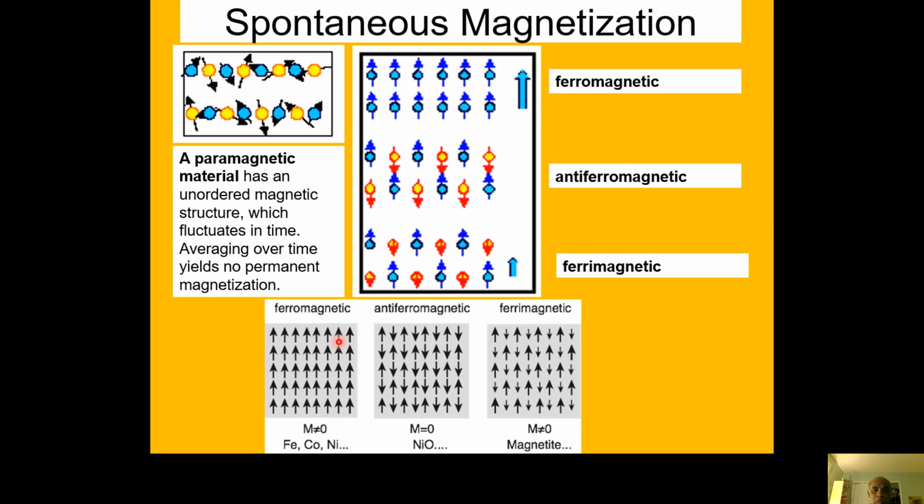So you have ferromagnets, where adjacent ones are all parallel and the same magnitude. Here, adjacent ones are opposite, but also the same magnitude. That means your total M is going to be 0. In ferrimagnets, they are opposite, but the magnitude is different, making a non-zero magnetization. Typically ferromagnets are iron, cobalt, nickel, which are transition metals. Antiferromagnets are mostly nickel oxides and some other oxides. Magnetite, an iron oxide, is an example of a ferrimagnet.